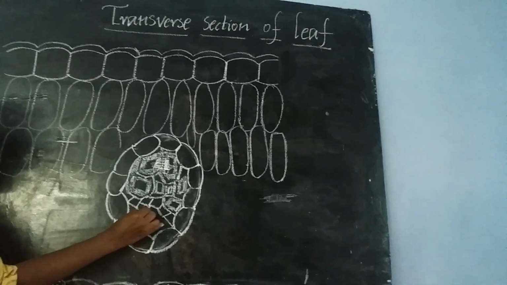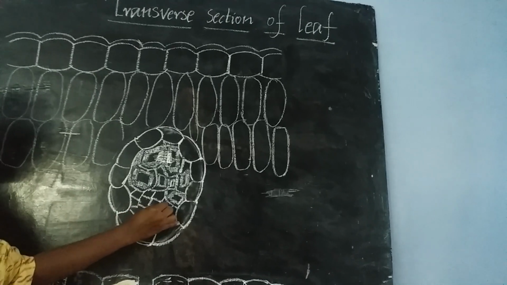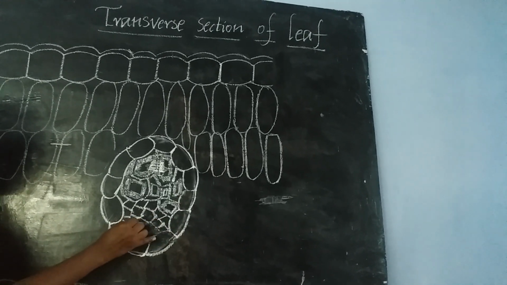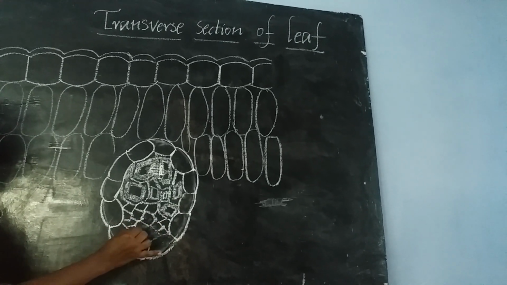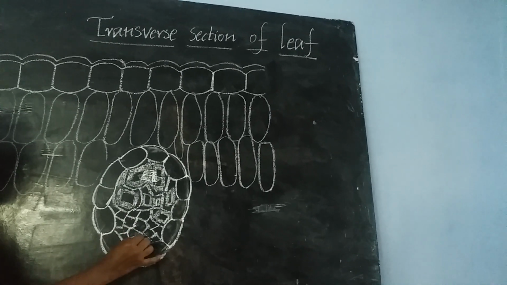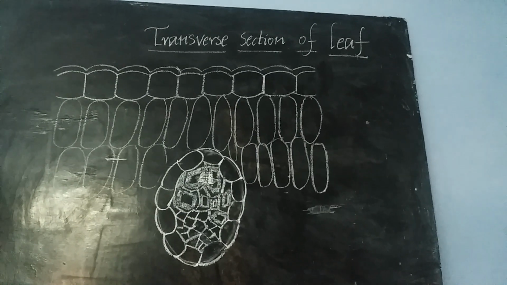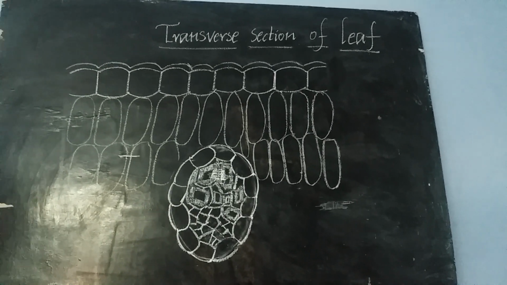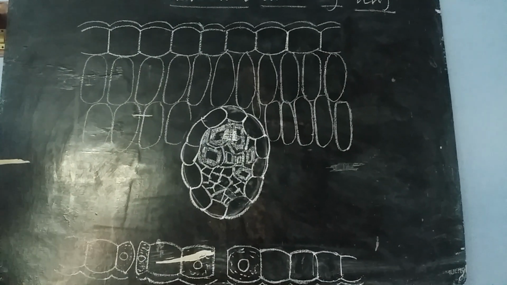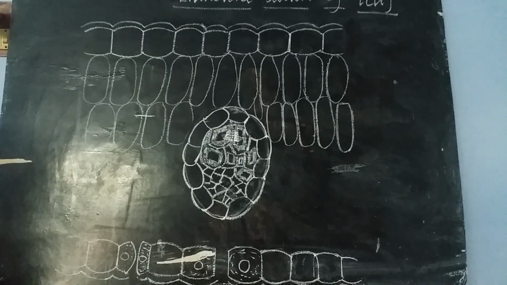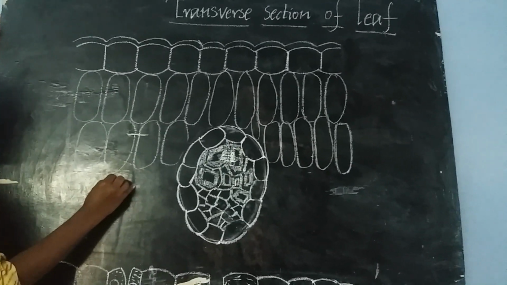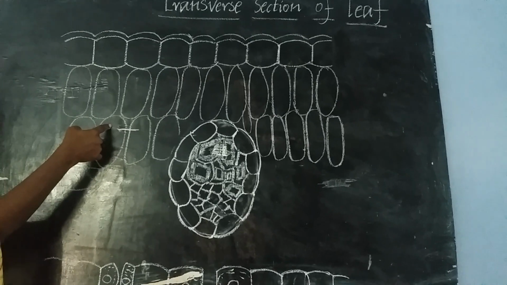Okay, it is very simple to draw. You just draw boxes like this, and no need to darken this. Now the middle part is completed. The upper part is called xylem and the lower part is called phloem. Okay, now I am drawing. This one is palisade parenchyma.